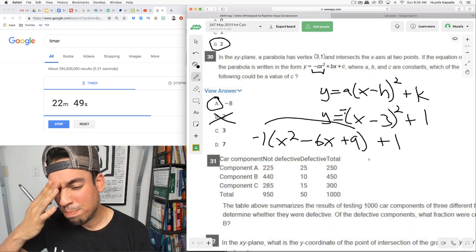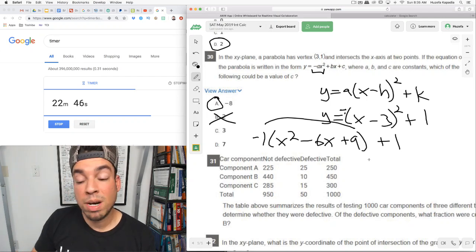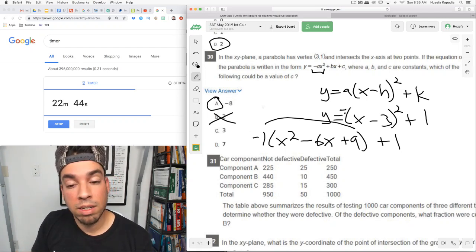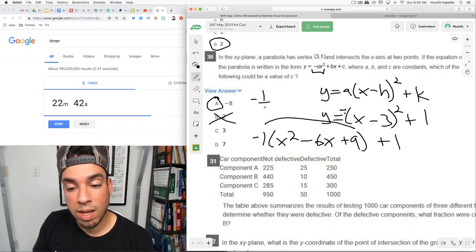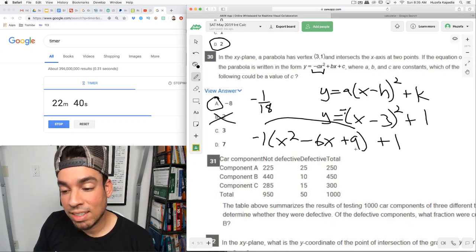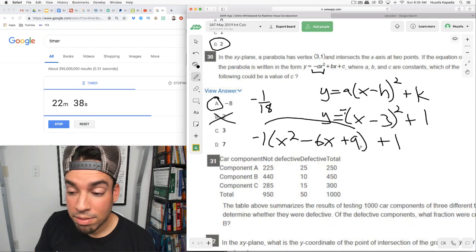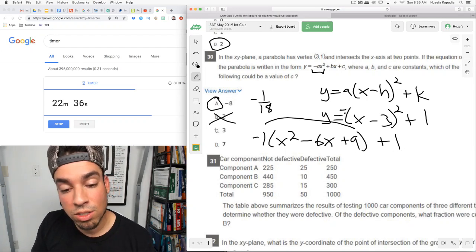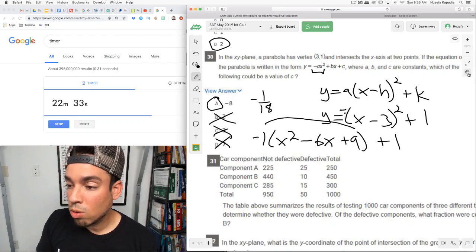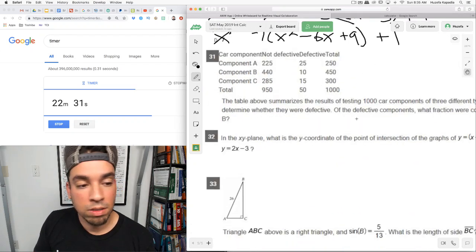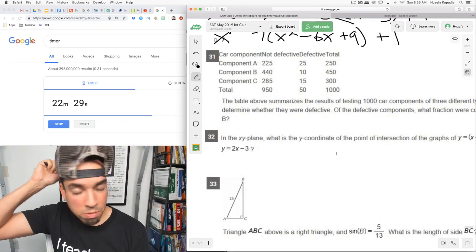It has to be something like that. It could be positive if it was like negative 1/18 or something, and then it'd be that times that, which would be -0.5, and then it'd be positive half, but it can't be as high as 2 or 3 or 7. So that's what I'm going with, -8 for the C. All right, that was a pretty hard problem, but that's number 30.